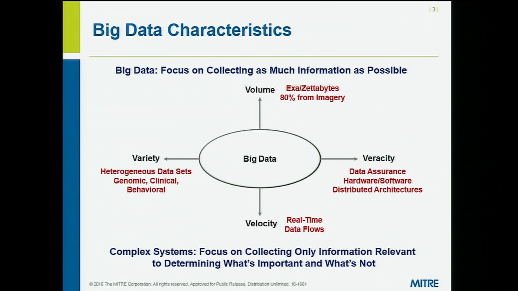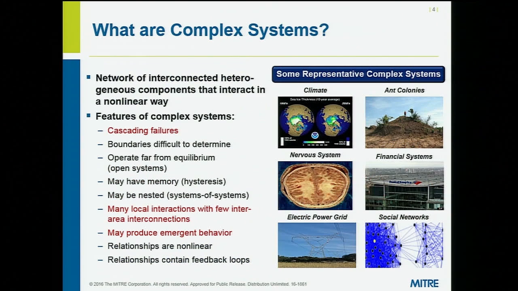So the focus on big data, again, is collecting as much information as possible. Complex systems has a slightly different perspective to the problem. That focuses on collecting only information that's relevant to determining what's important and what's not. So what does this mean, really, in this four-axis setting of volume, velocity, variety, and veracity?